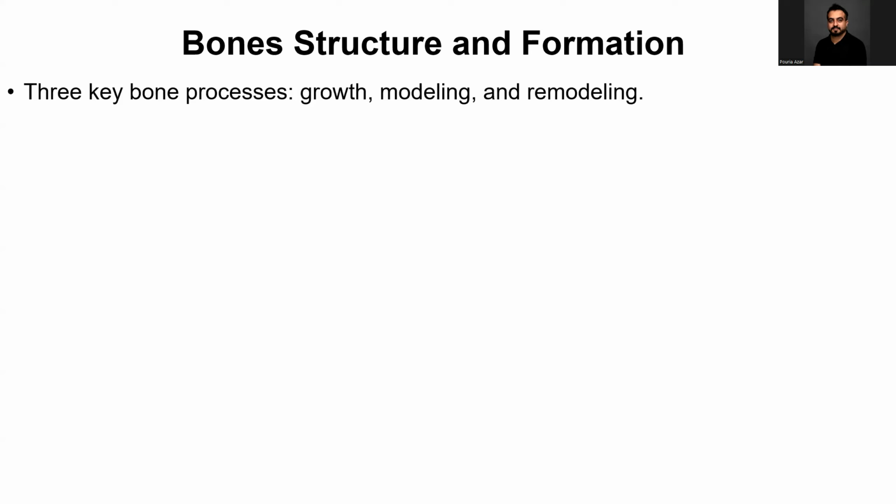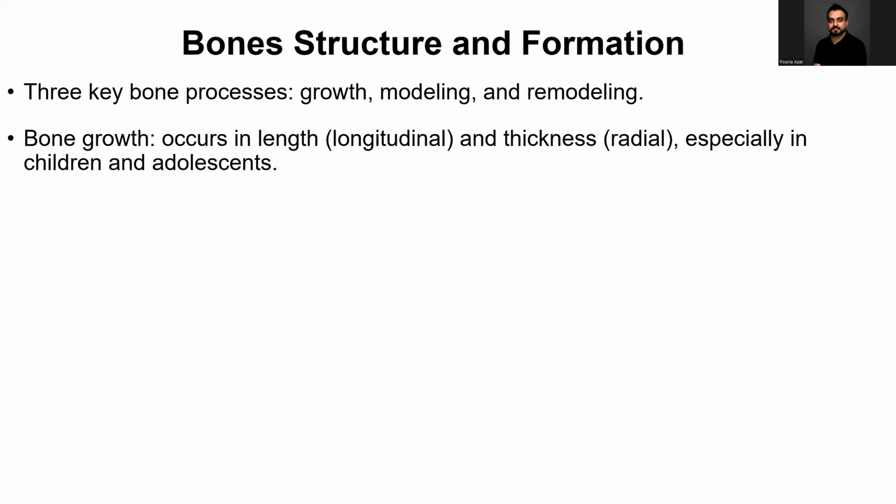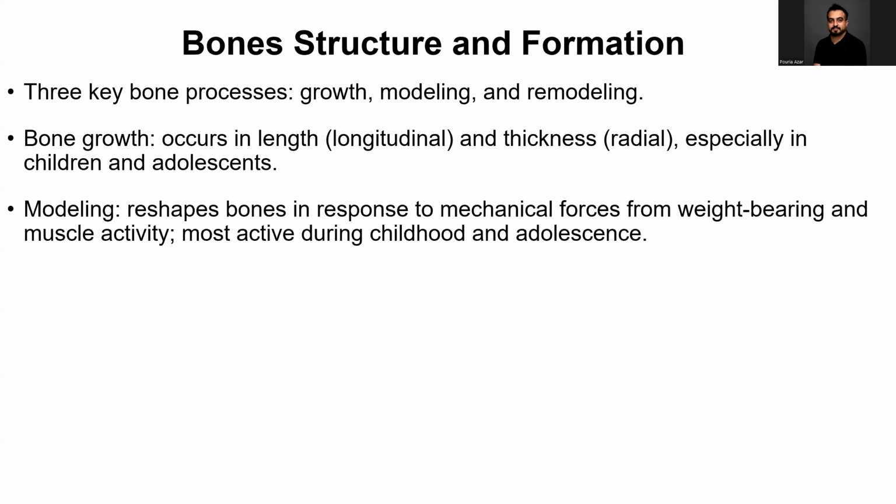And our bone has three key processes: growth, modeling, and remodeling. Bone growth occurs in both length, longitudinal, and thickness, radial, especially in children and adolescents. Modeling refers to reshaping of bones in response to mechanical forces from weight bearing and muscle activity. This process is most active during childhood and adolescence.